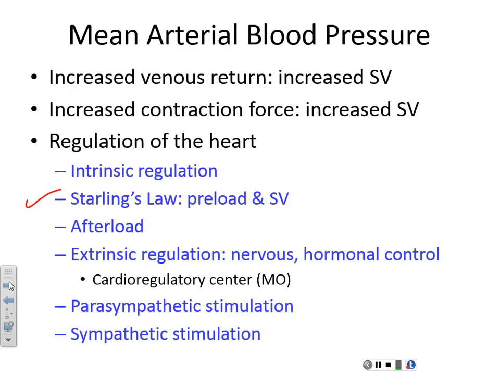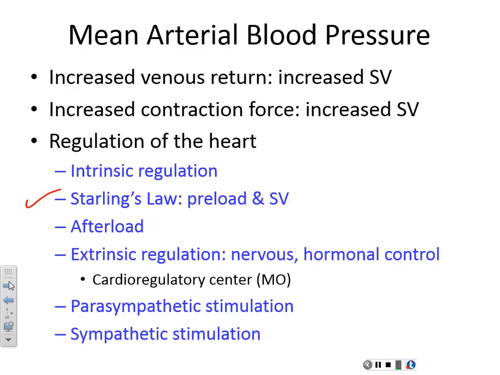After all, it is autorhythmic, so it sets its own pace. So there are ways that it controls itself. One of the ways is that if you have a lot of venous return, it will contract with more force to push the blood out, so that it will limit the end diastolic volume.